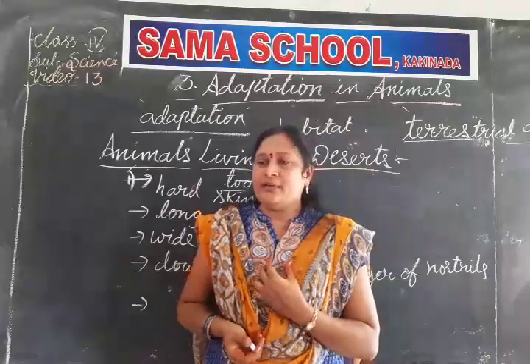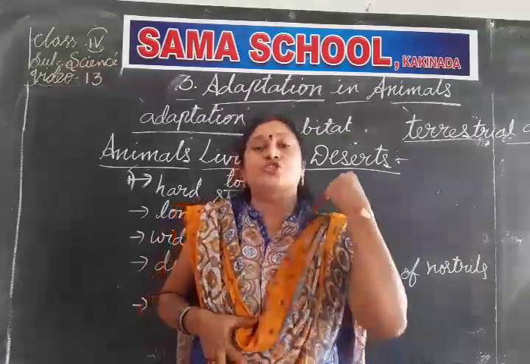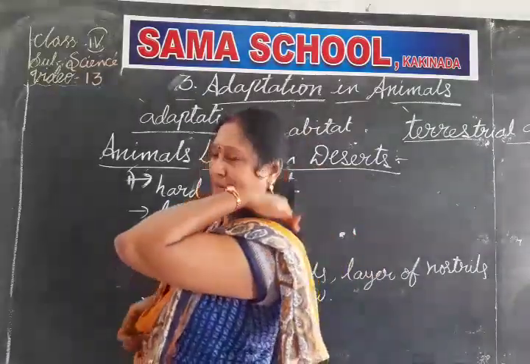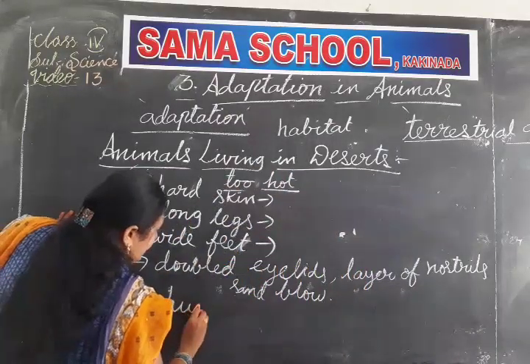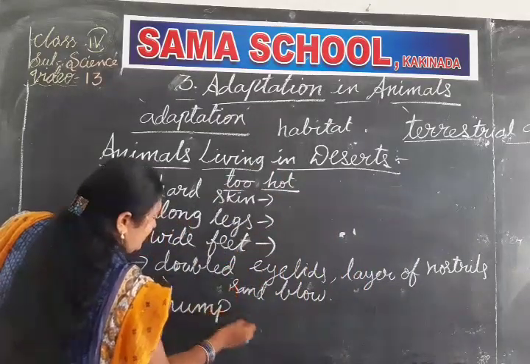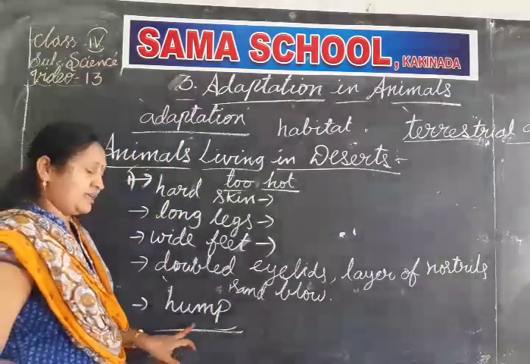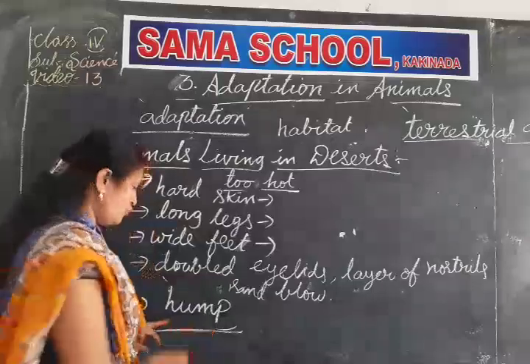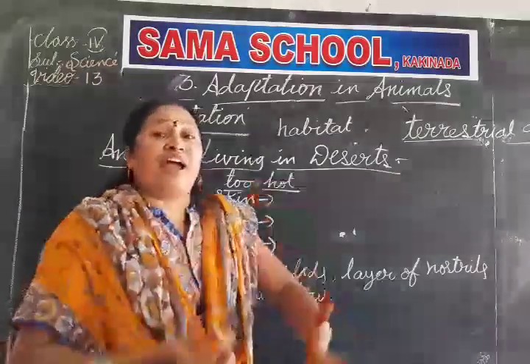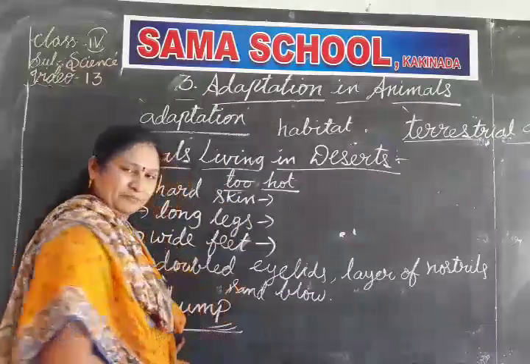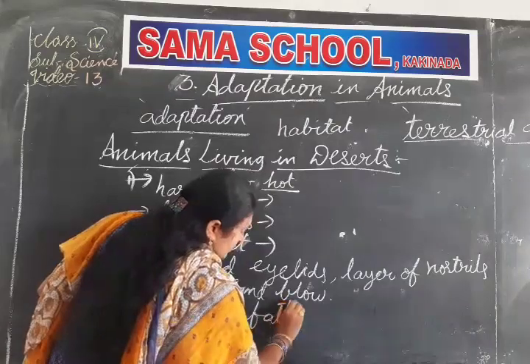After that, the extra food, meaning the much food they eat, is stored in the hump. That is the special organ of this camel. So it has a hump. It stores the extra fatty food in the hump.